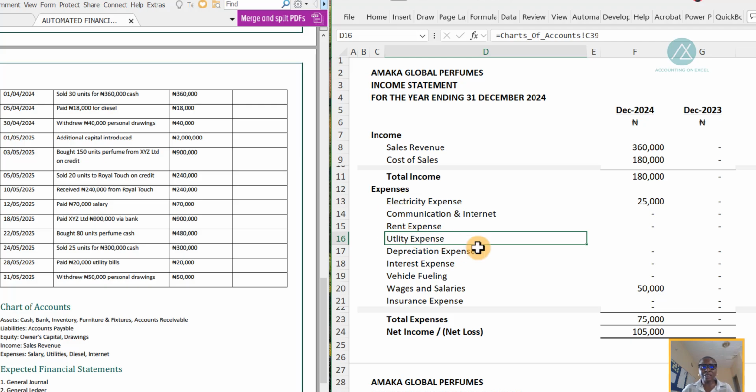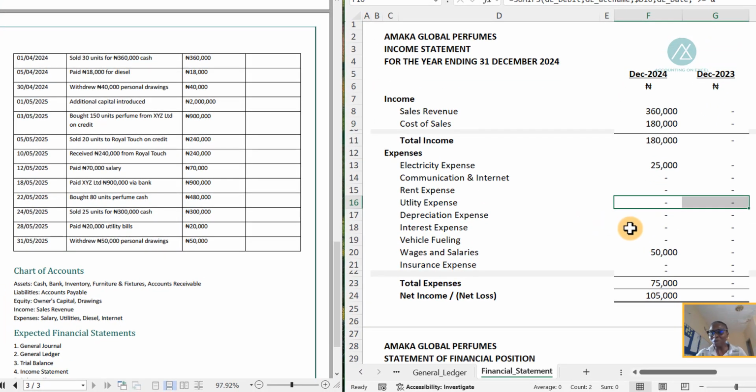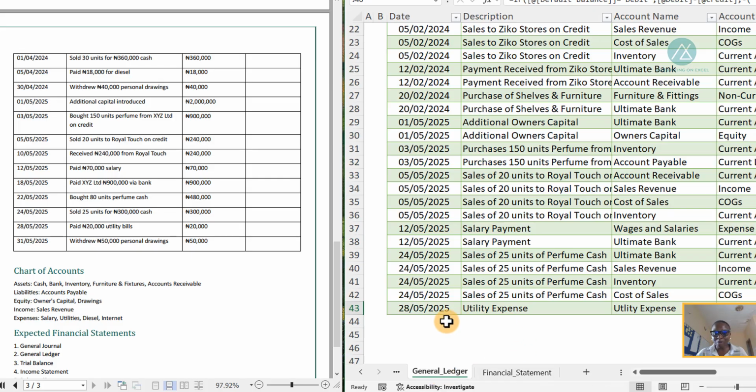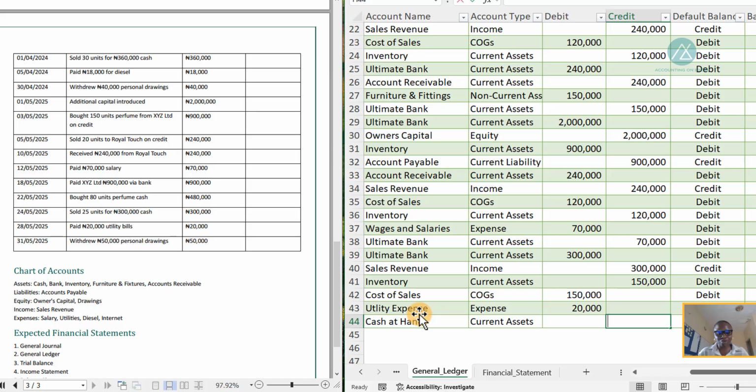Are you seeing the utility is now down? Then I'll copy the formula downwards. You can see it is now down. So it's working perfectly. So let's go back to the general ledger and complete this entry. So on the 28th, utility, let's say we paid from the cash at hand. So cash at hand, we paid for utility. So it reduced to 20,000, and that is it.